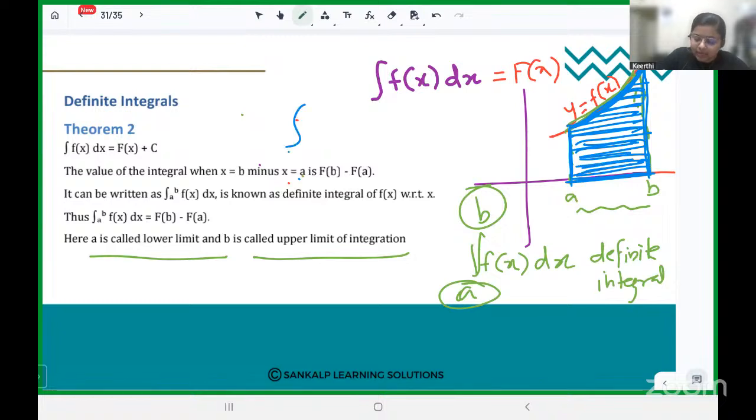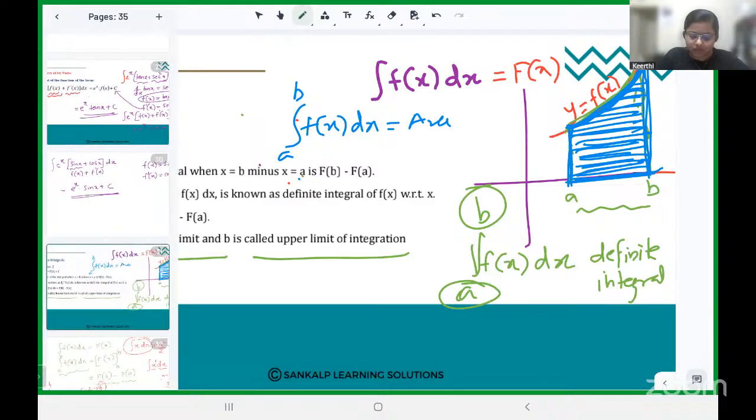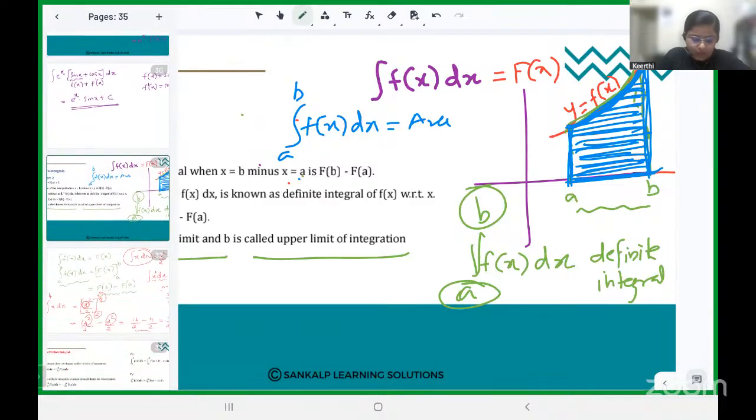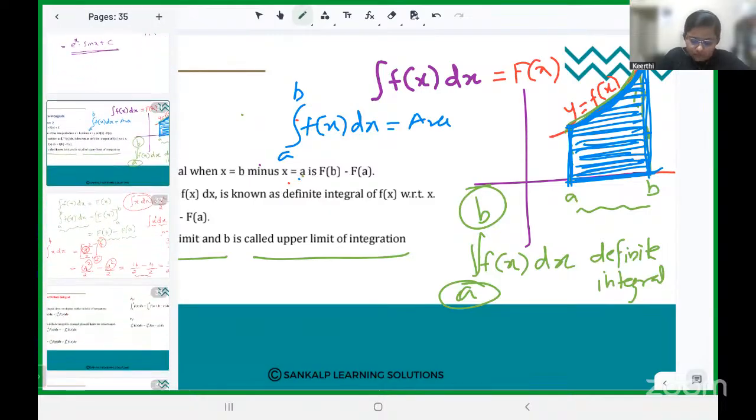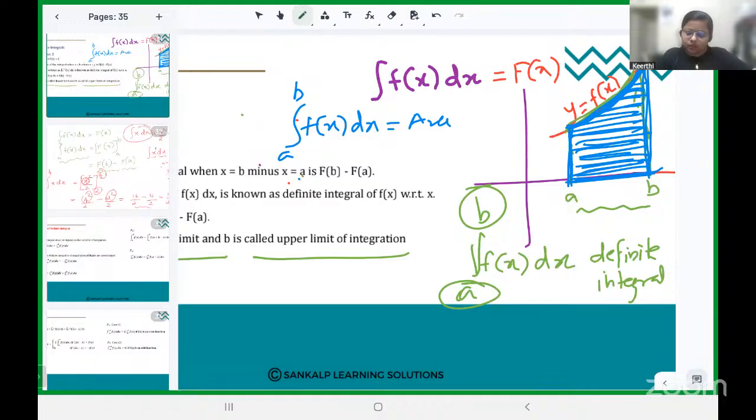What does that mean? Integral a to b f of x dx is nothing but the area which is bounded by the curve y equal to f of x within the limits a and b and the x-axis. Okay, so this concept is applied in the next chapter, that is application of integrals. All right, I just mentioned the concept of definite integral. Now we are moving on to some problems. Okay, we'll do some problems from definite integrals.